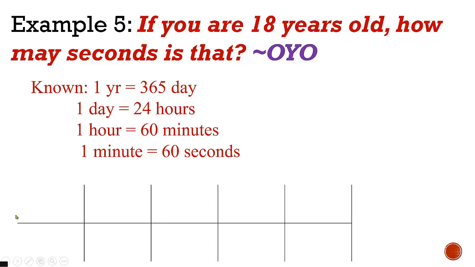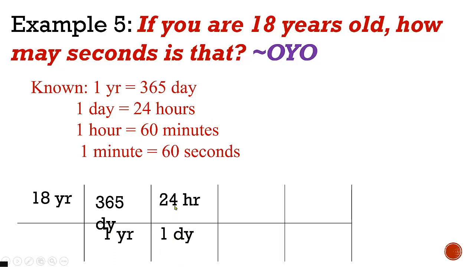That's going to be a 5-box problem. Now, if you don't know that off the top of your head, that's fine. Just start with your given and leave yourself plenty of room. So I'm going to start with my given, 18 years old. Now I want to get rid of years, and my next one is days. So 1 year is 365 days. Now I go to the next one. 1 day is 24 hours. Get rid of this. Now 1 hour is 60 minutes. And 1 minute is 60 seconds.